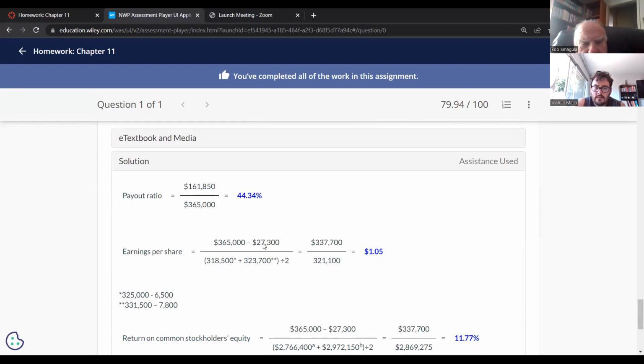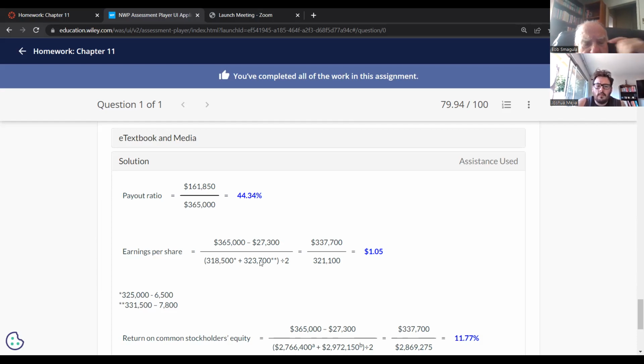365 minus 27. What was the 27,300 earnings? And then we got to get the average. Oh, technically that's right. It's the first time I've seen a textbook present it that way, though. Technically you're supposed to use the average throughout the year. But for our purposes, Josh, we will just give you the outstanding shares. You won't have to worry about doing an average.